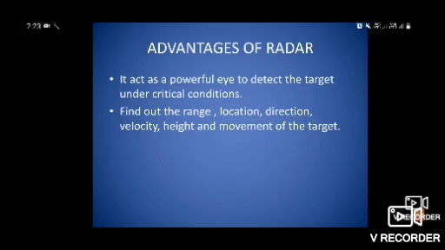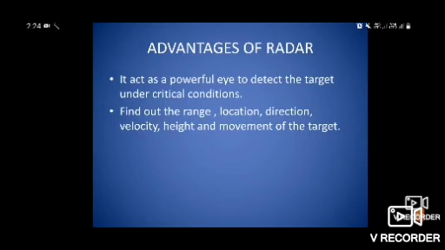And what are the advantages of radar? Whenever we have an eye, the eye can detect all things, and it can have a clear-cut view of our images or any object or any target. Like that, radar is also used as an eye, but it is a powerful eye. Why? Because it can detect the target under critical conditions. What are the critical conditions? Whenever there is fog, some air, heavy rain. In those conditions we can still detect that particular target. So we call it a powerful eye.